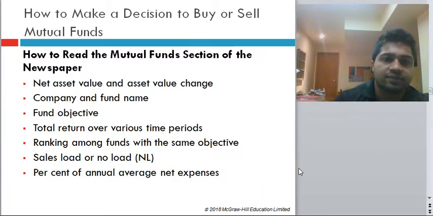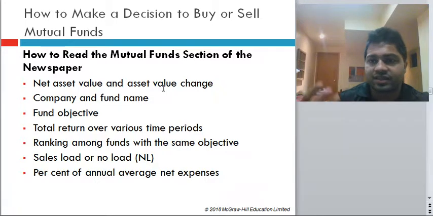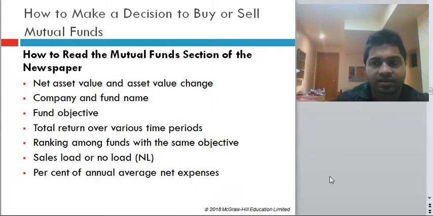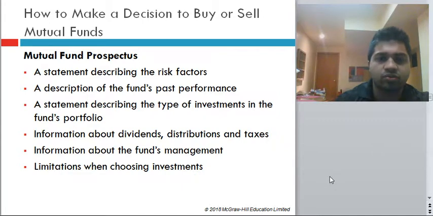And then evaluate. Newspapers generally have sections on mutual funds, so they will give you net asset value, that is the per unit value of the mutual fund and how much it is changing, company and fund name, fund objective, return over various time periods, ranking among funds with the same objectives, whether they are sales load or no load funds, and the MER, that is management expense ratio.